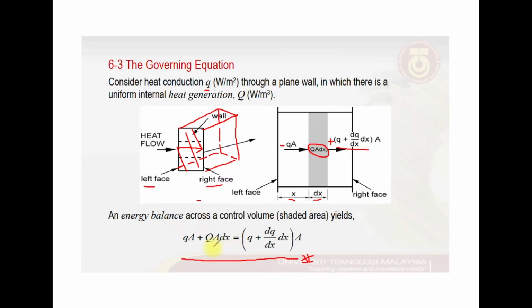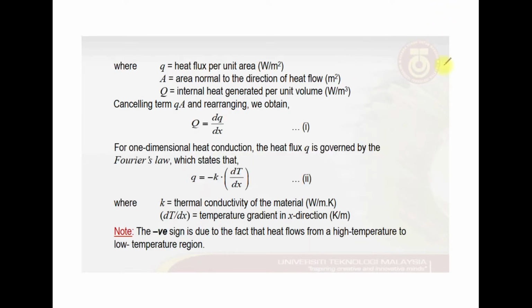The QA dx plus QA is equal to Q plus the change in the heat flux across this control volume, which is given by dq over dx and multiplied by the area, where the term Q here refers to the heat flux per unit area, A, which is the area normal to the directions of heat flow, and the capital Q here actually refers to the internal heat generated in the control volumes.